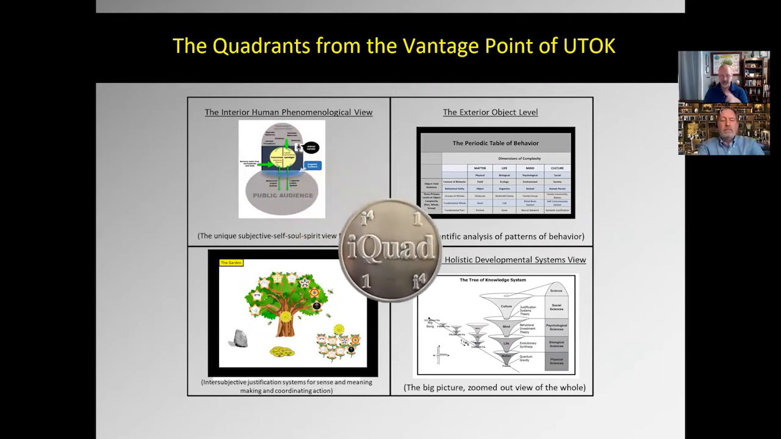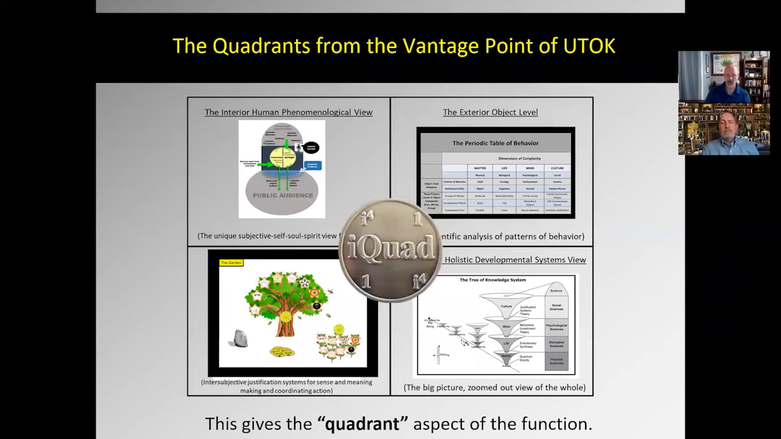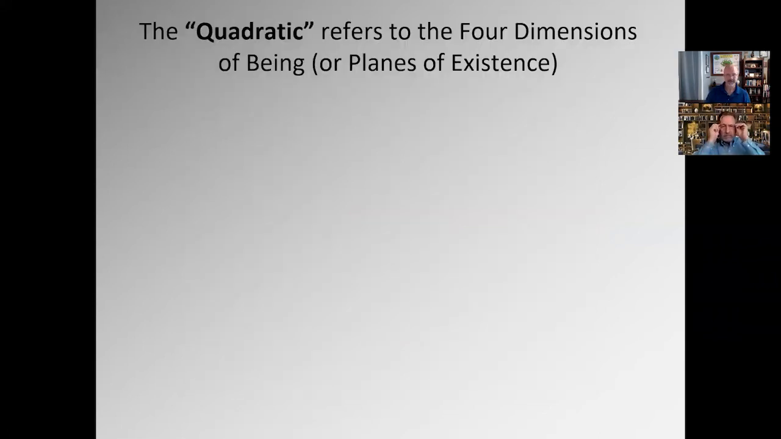So now the iQuad basically is like, oh, okay, I'm going to enhance my capacity of moving my perspective around so that I can now be, oh, yes, this is my perspective. This is our we perspective. This is how other people would see us systemically or at the individual level. And this gives the quadrant aspect of the function.